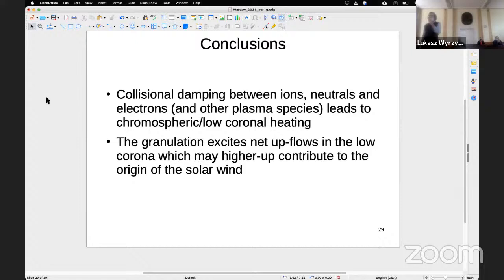Thank you, Professor Murawski, for this interesting talk. I have a question about other mechanisms that can contribute to the heating of the corona, like micro or nano flares, which, as far as I know, are considered to be part of this mechanism.